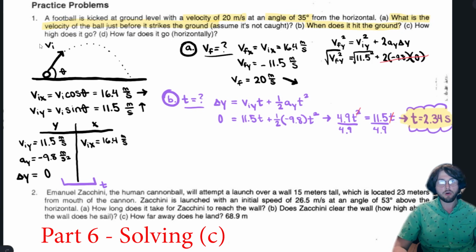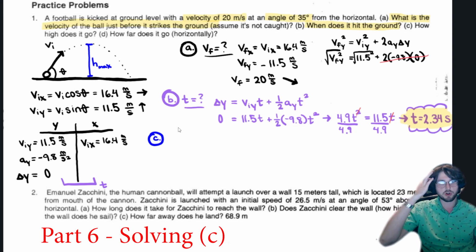Part C is asking how high does it go? Now how high it goes is really looking at this distance or displacement right here, which I'm going to call h max, just to distinguish it from delta y, which we've already kind of used. So h max is really looking for the point when the ball has reached its highest point vertically and it's coming back down. So if you remember your concepts there, that's going to be where the ball just ever so temporarily reaches a velocity vertically of 0.